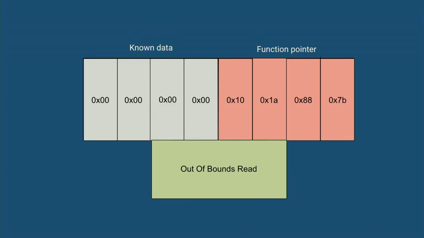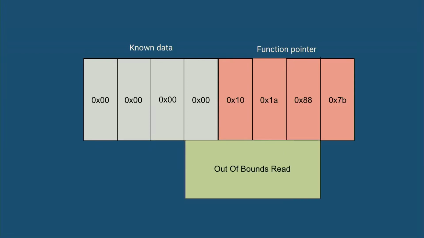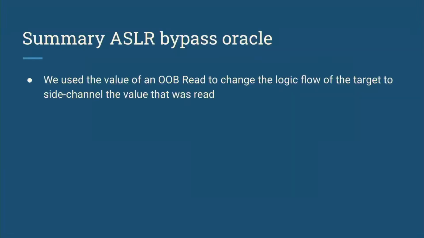And we can simply repeat this process after we leak the first byte. We increase the alignment of the out-of-bounds read, and we do it again until we leak the full function pointer. So this is the ASLR bypass oracle. And just to summarize, we used the value of an out-of-bounds read to change the logic flow of the target to side channel the value that was read.